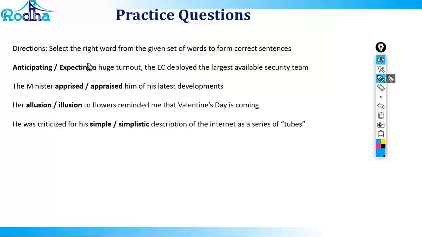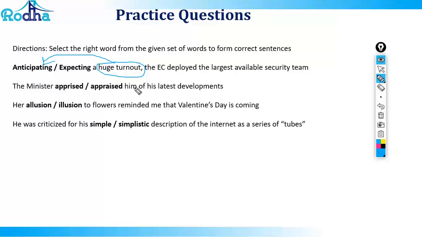Now it says, anticipating slash expecting a huge turnout, the EC deployed the largest available security team. Now, since you are referring to a huge turnout, this huge turnout has to be anticipated. You are anticipating that people are going to come and not really expecting, because expecting will typically fit when you have a context of an expectation with respect to a certain cause. But a huge turnout, because of what, since it is not given, therefore we will not choose the option of expecting, and hence it has to be anticipating in this case.